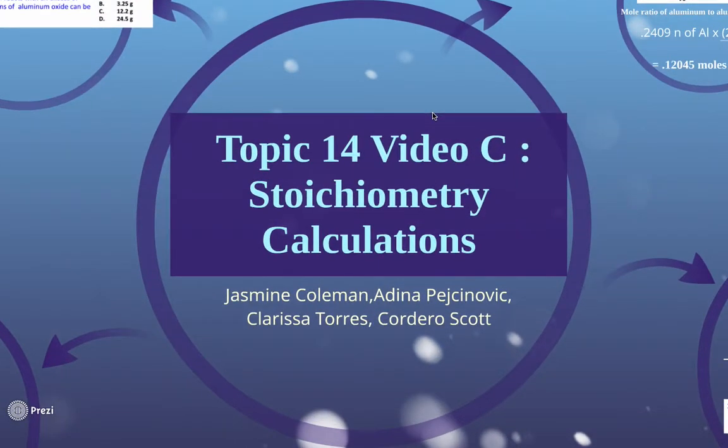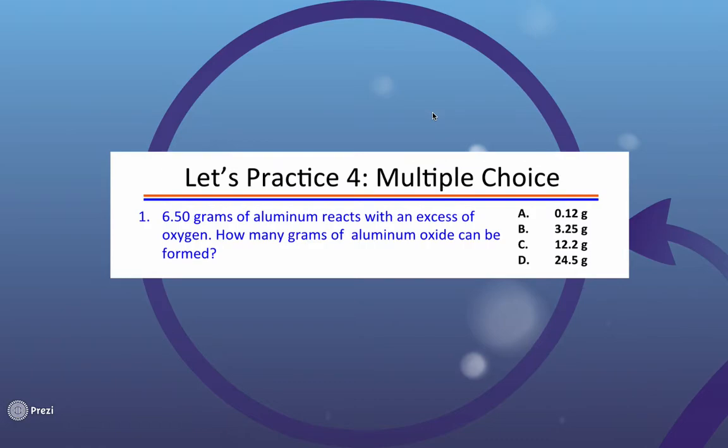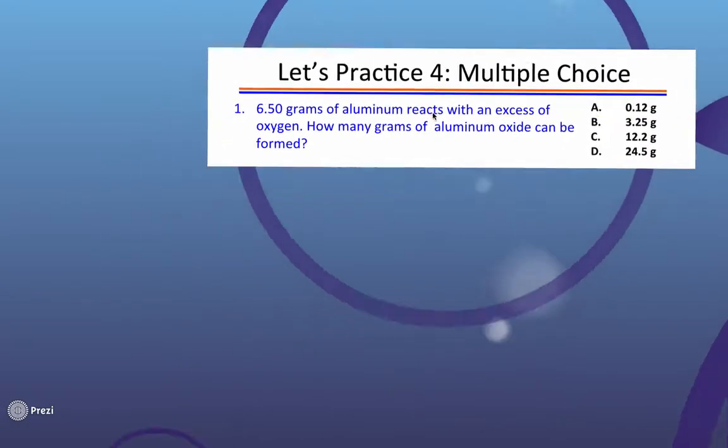Today we'll be practicing stoichiometry calculations. Let's practice with the problem from Topic 14, Video C. The problem states, 6.5 grams of aluminum reacts with an excess of oxygen. How many grams of aluminum oxide can be formed? Before we can begin to solve the problem, we first must write the chemical equation.